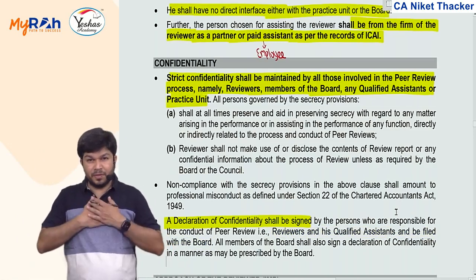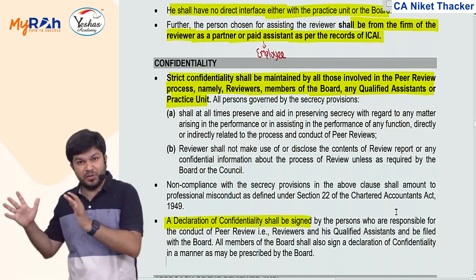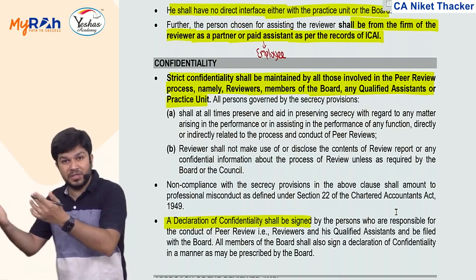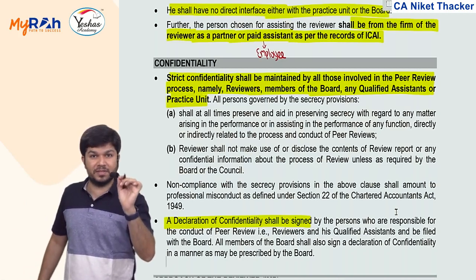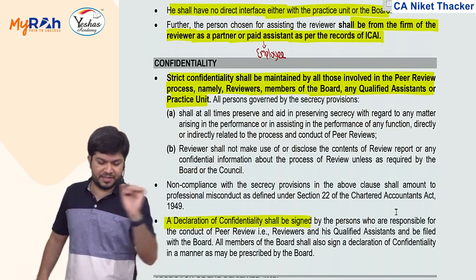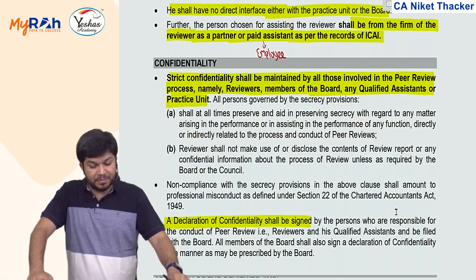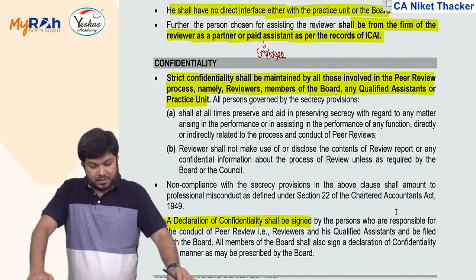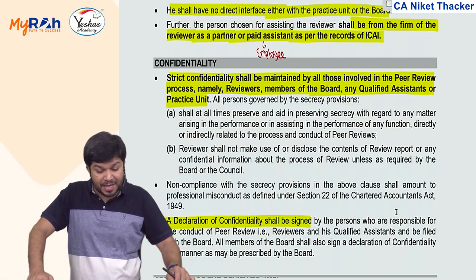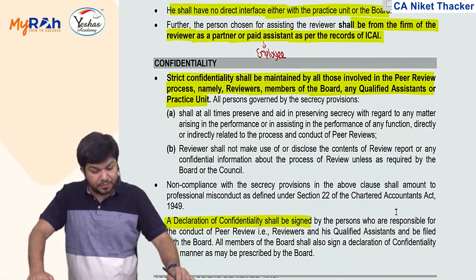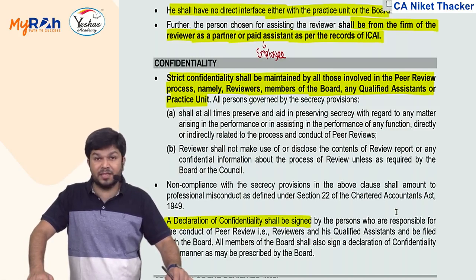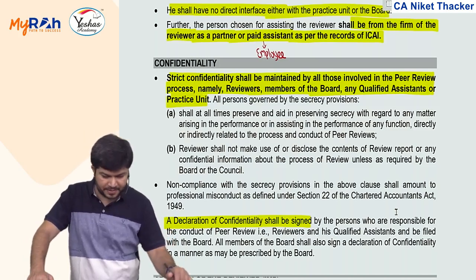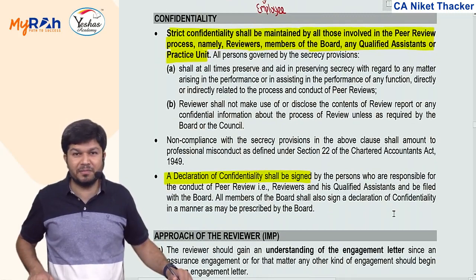See, a reviewer will go and check the work of PU. PU has the audit of a few companies. The reviewer will be able to understand their data, and the reviewer should not leak it. Strict confidentiality has to be maintained. So all persons shall maintain secrecy with regard to any matter arising in the performance, and the reviewer shall not use or disclose the content of the review report to anybody unless required by the board or council. So strict confidentiality will be maintained by everyone.